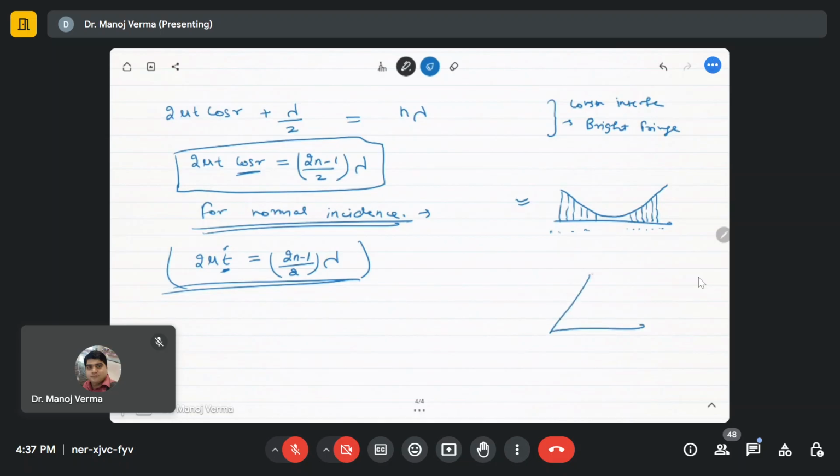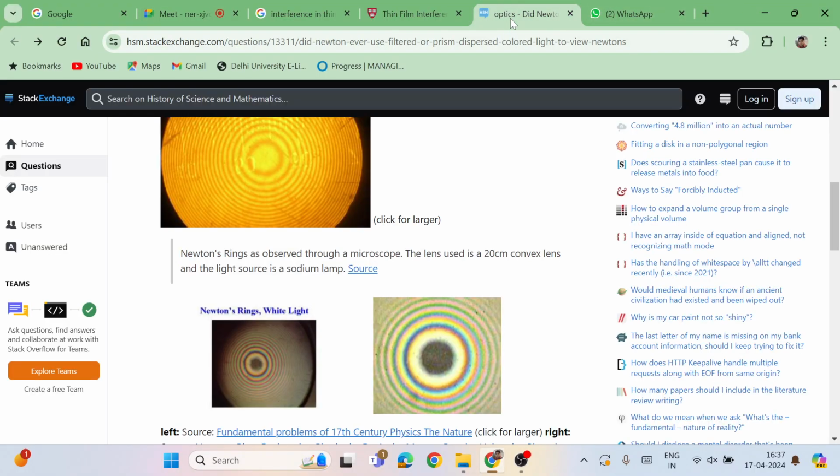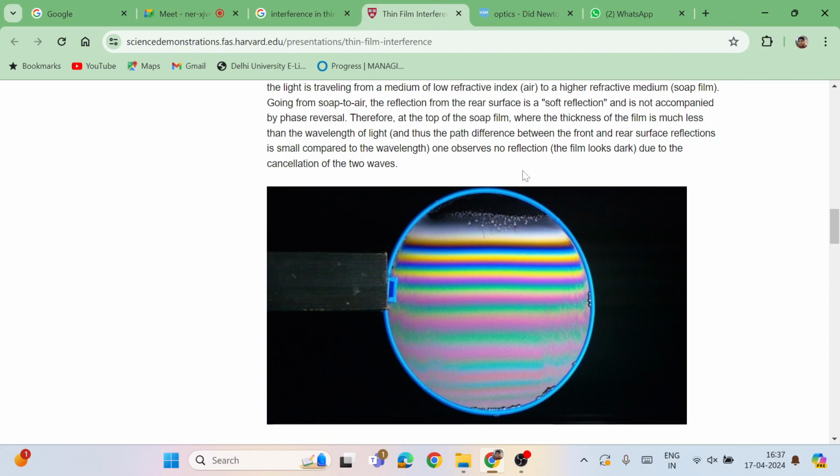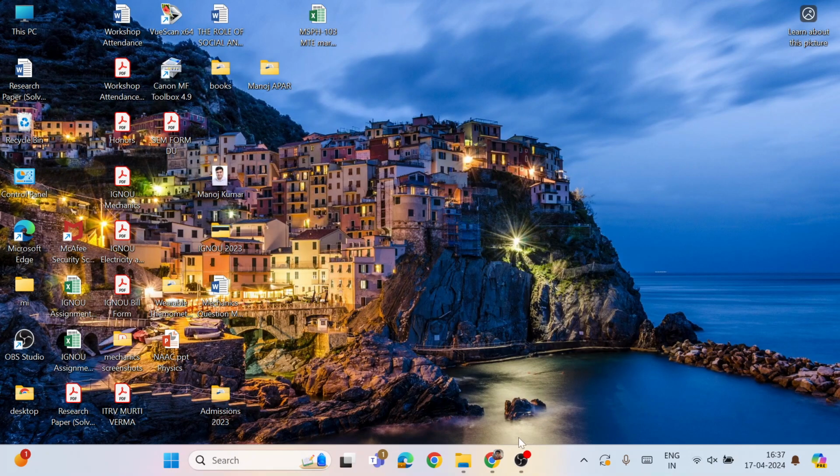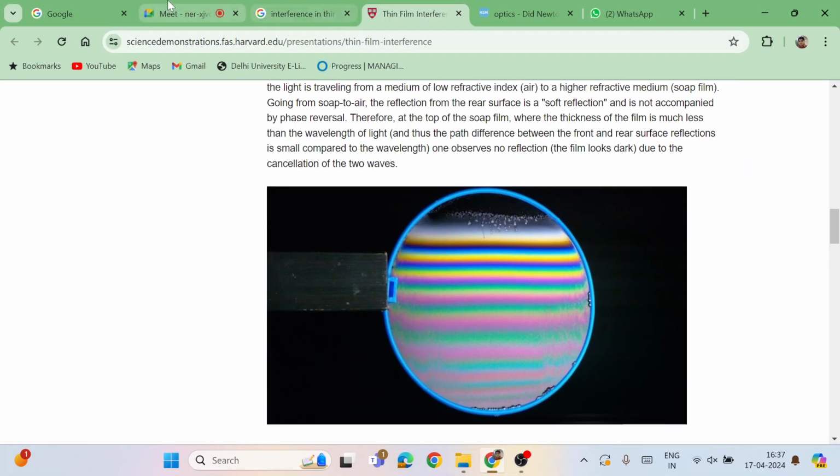In the wedge-shaped film, the thickness changed at each point and you got fringes, but those are parallel fringes. You got parallel lines of fringes. But in the case of Newton rings, because of the geometry, the fringes will be circular in nature. Let's see this once. See, if you can see my screen.